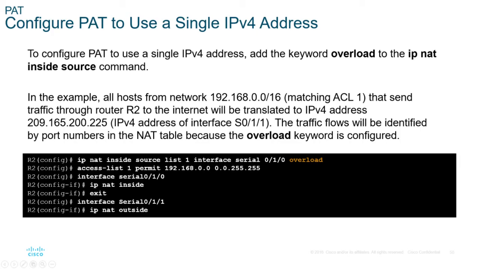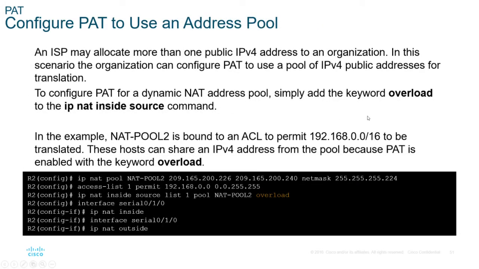Really, it's very similar in essence to how we write our ACL. But the keyword that basically turns PAT on is the word overload. So overload is PAT. Overload is the command that we use to say, hey, we're going to be utilizing PAT, so make sure that you're mapping and also keeping track of the port numbers in the NAT table as well, not just the IP addresses. So again, this is probably the most common way that we see PAT.